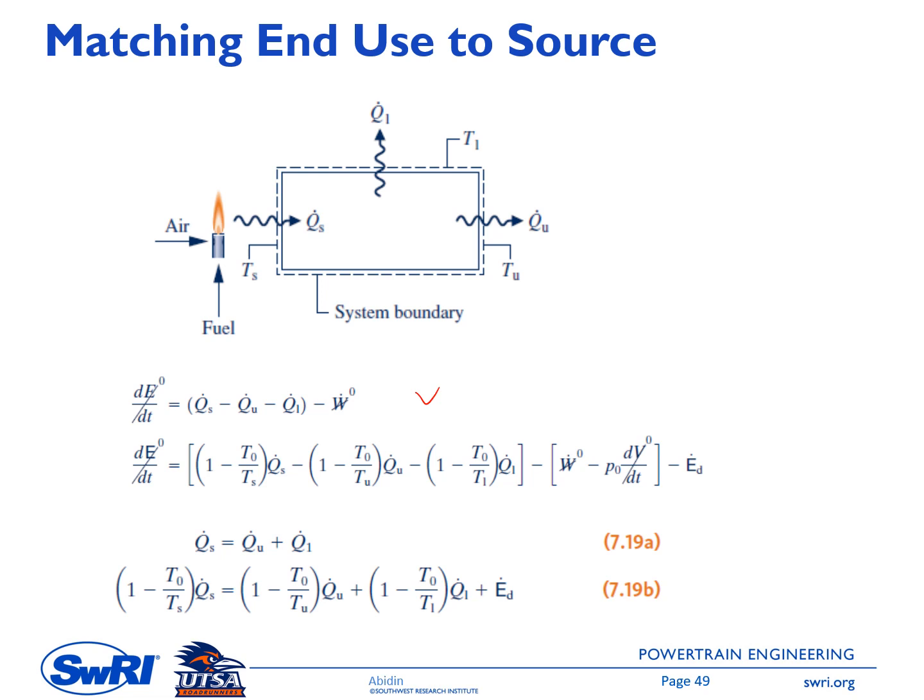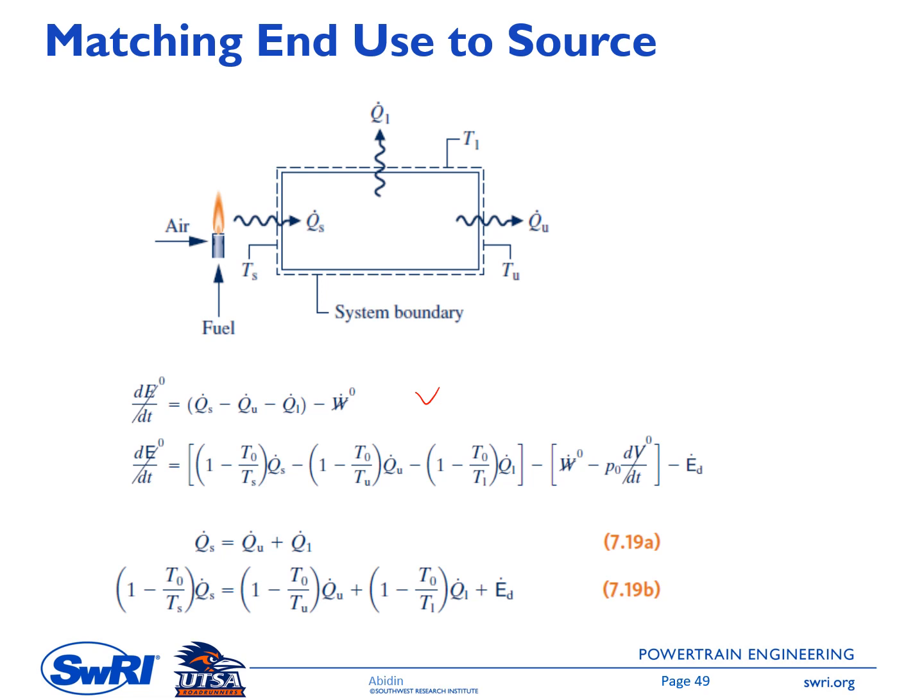So dE over dt, this is 0. Once again, this is steady state, no parameter changes with time. It is balanced by Qs minus Qu. So positive Q means it's going into the system. And then minus Qu minus Q1, and then minus W. So this is the work, but in this case we don't have W, so it is 0.